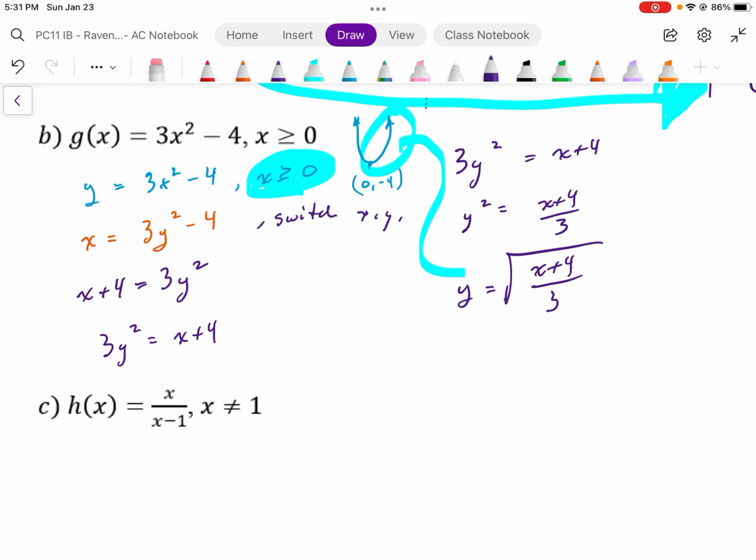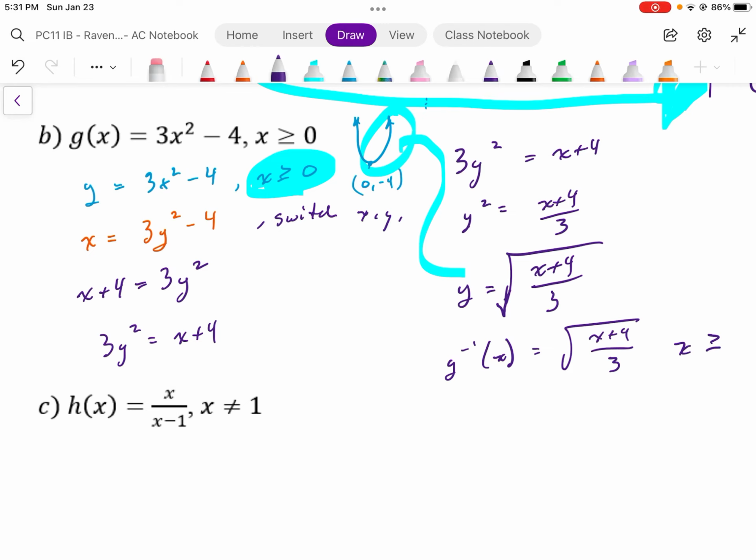Now, here's a weird thing. You notice my root sign doesn't go all the way down to my denominator. That is an irritant of teachers. You have to make sure it goes all the way down to the bottom of 3, just to be crystal clear. So this is my inverse function, so I'm just going to reintroduce my functional notation. So the inverse of g of x is equal to the square root of (x plus 4) over 3.